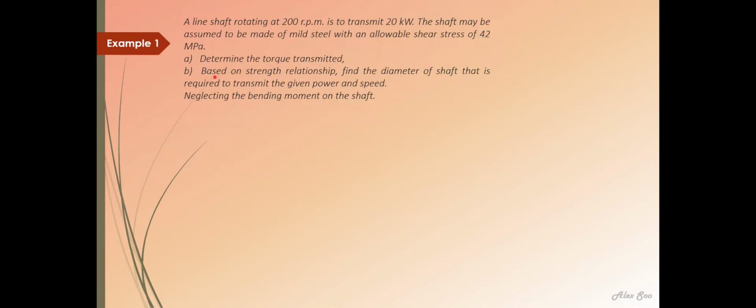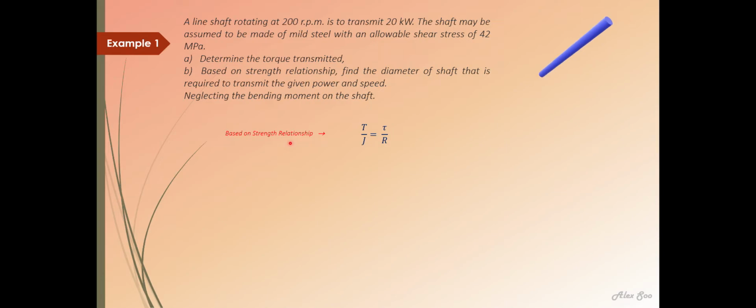And part B, based on the strength relationship, find the diameter of the shaft that is required to transmit the given power and speed. The given power is 20 kilowatt here, and the speed is 200 revolutions per minute. So based on the strength relationship, we have to determine the diameter of the shaft. In this case, we neglect the bending moment. This is an example of a solid shaft.